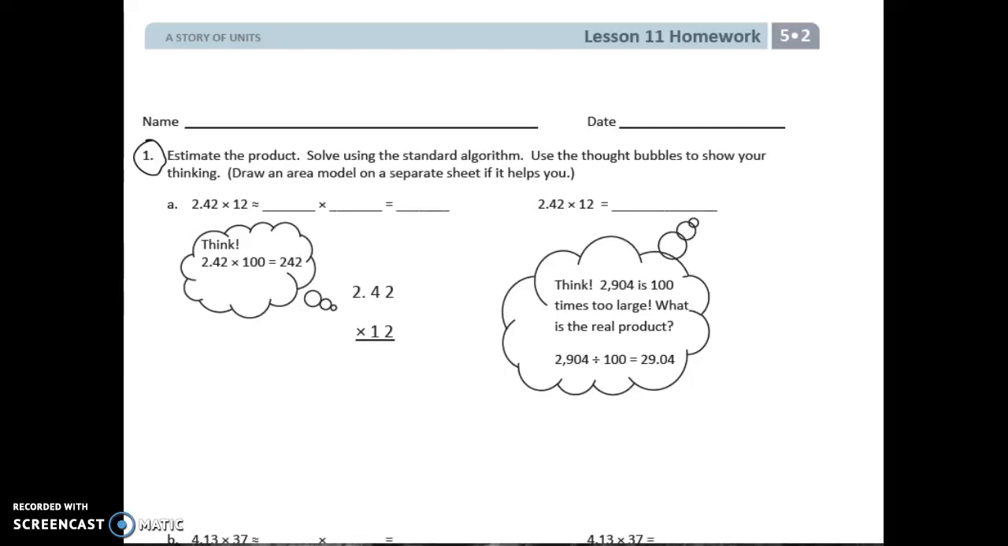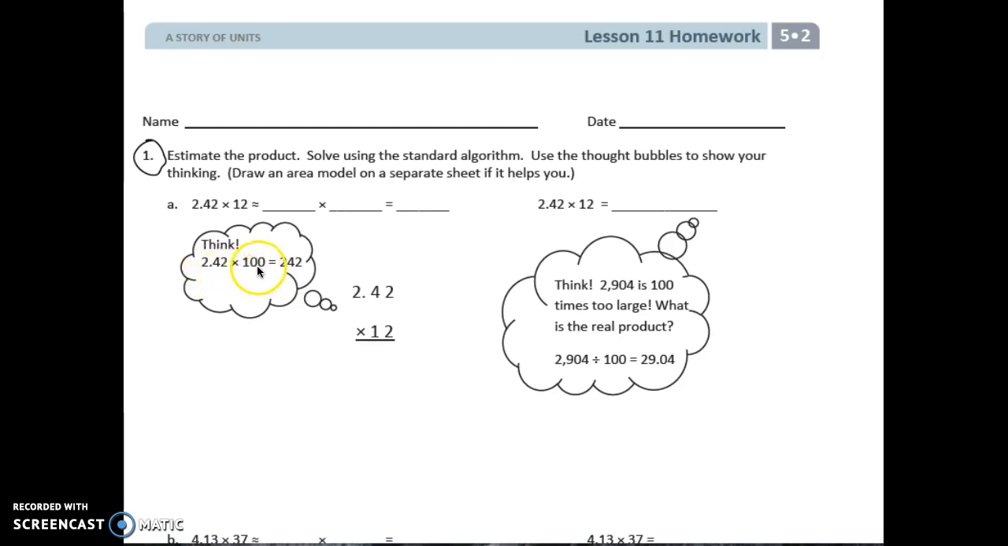All right, fifth grade. Here's Module 2, Lesson 11. What we're looking at is really similar to Lesson 10, where we thought about what place values we were multiplying by, and then being able to convert it and think about it a little bit. So this one, just as an example, says to think about the fact that 2 and 42 hundredths times 100 gets rid of your decimal.